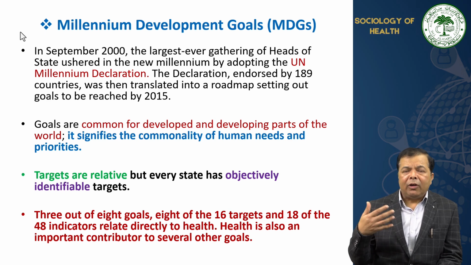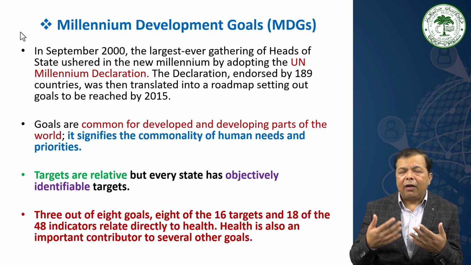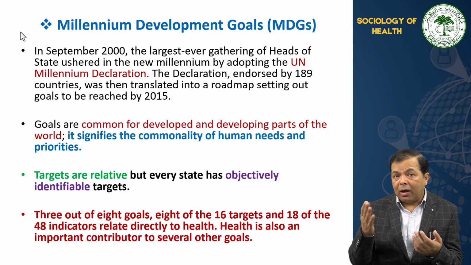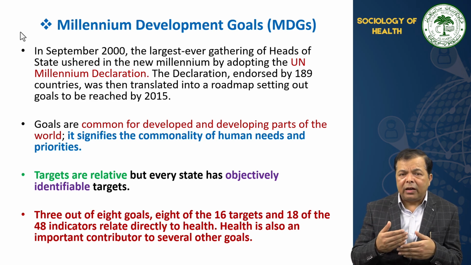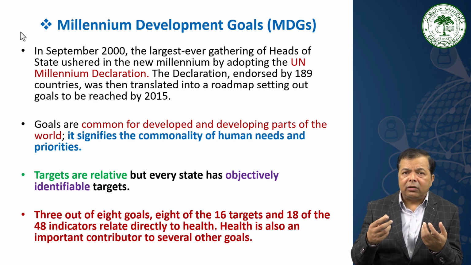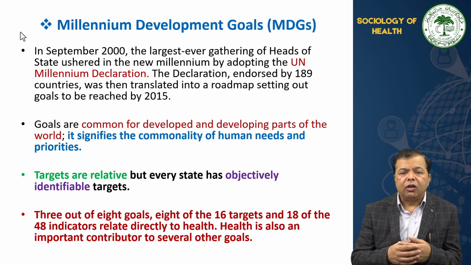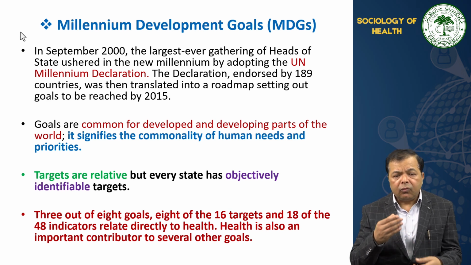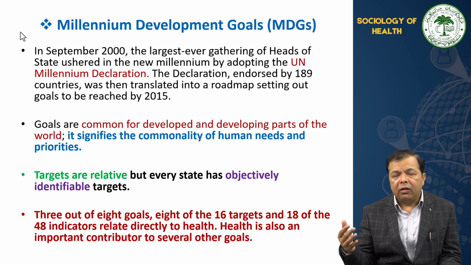However, having common goals doesn't mean that they had similar targets. We have already talked about how development means specific, well-defined goals and targets. So the goals and the targets were identified in such a way that the qualitative as well as the quantitative requirements of the development trajectory should be fulfilled. So the targets are relative, but every state has objectively identifiable targets, as we will see soon.